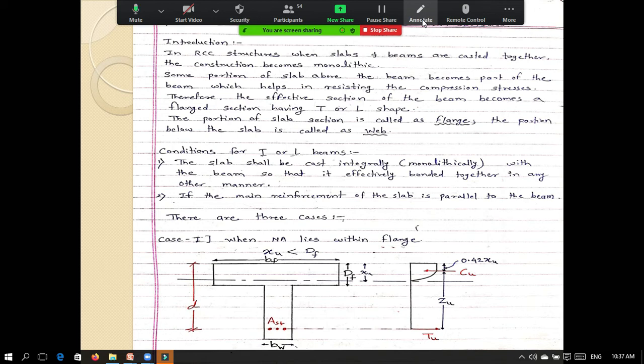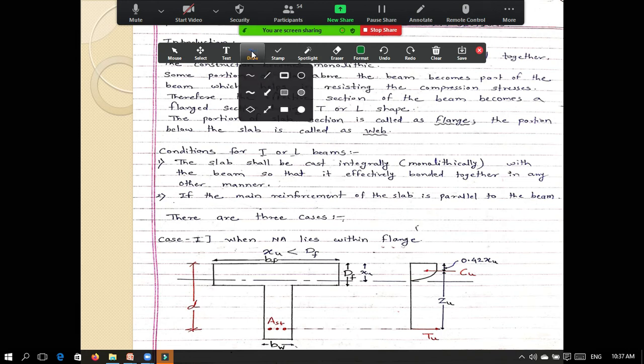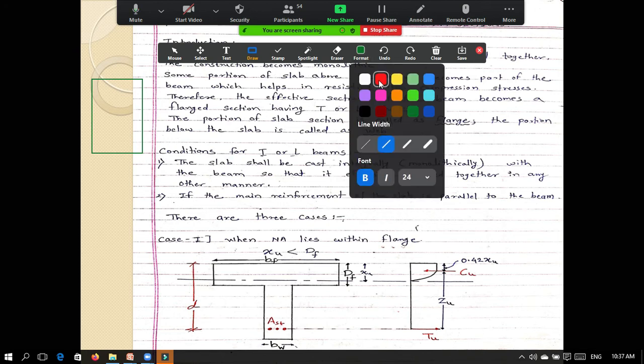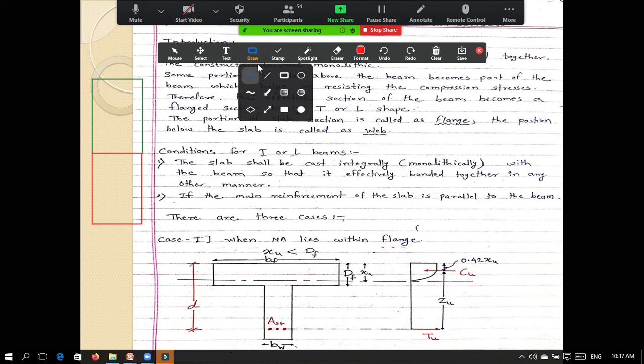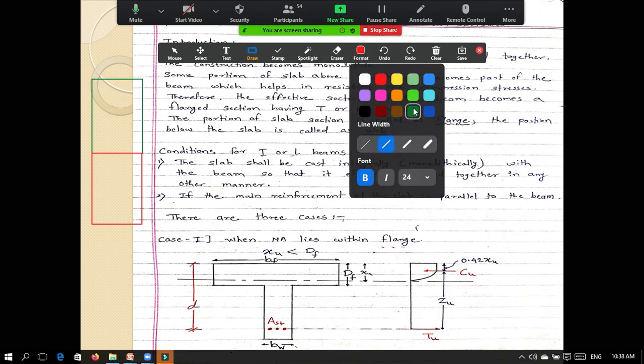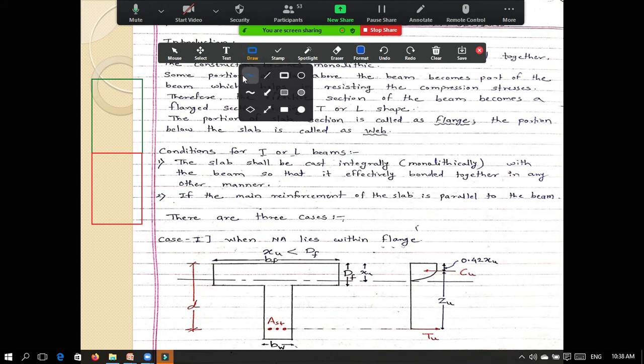Quickly I will draw that diagram again so that you will understand. Here, suppose this is one slab, this is another slab, and there is a beam. Here somewhere the beam is there. I will show the beam by a different color and with different thickness. So here the beam is there.